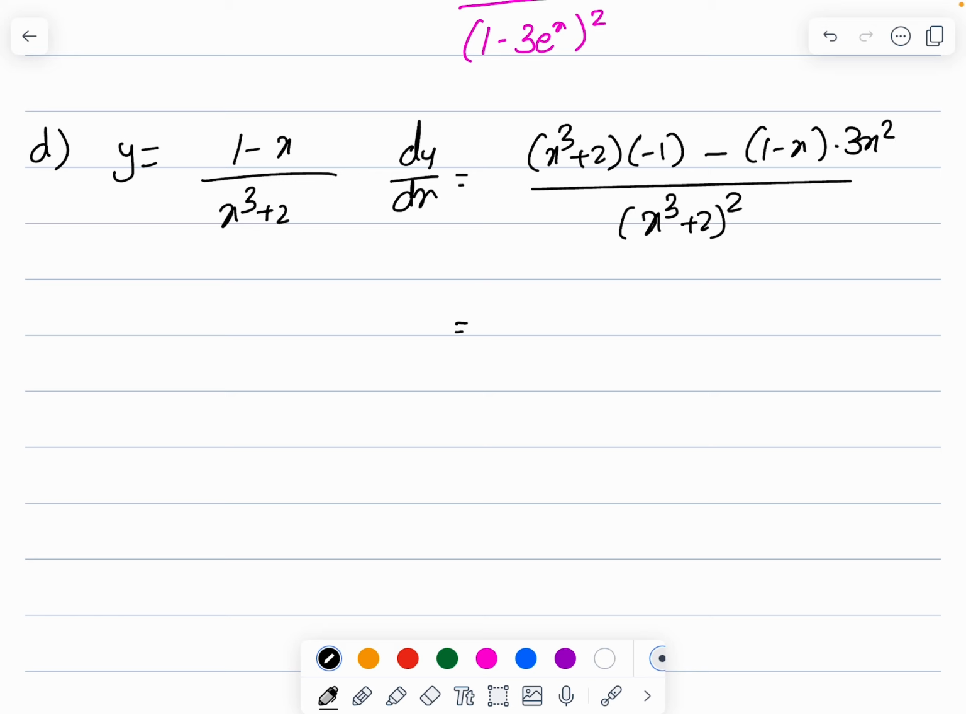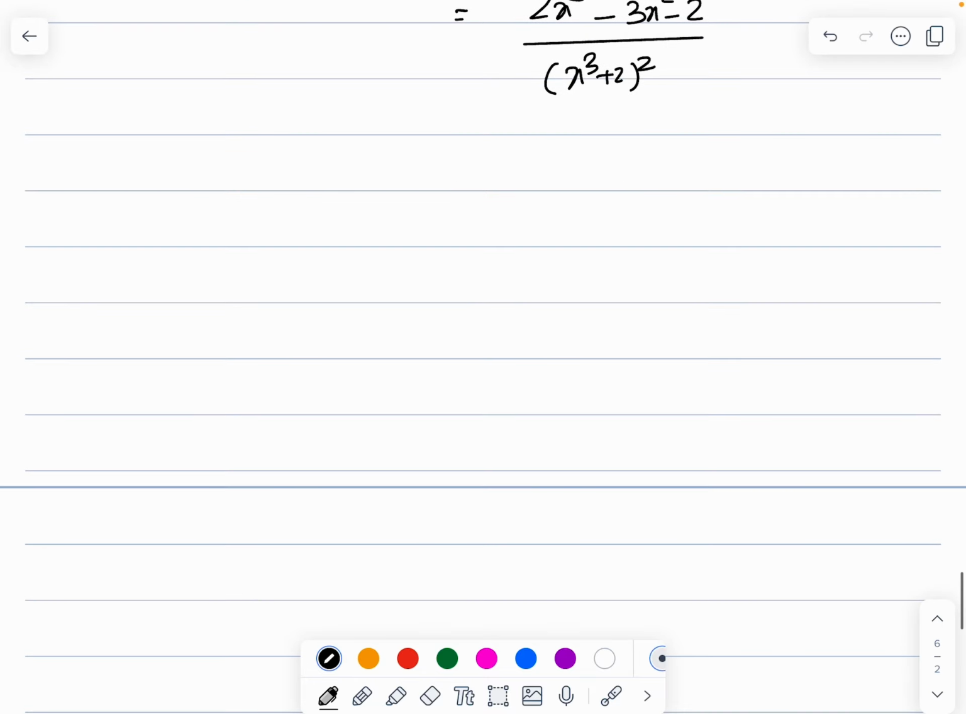If you simplify it further, I have already done it in part 2, so directly I am writing that answer this time. It should become 2x cubed minus 3x square minus 2 upon (x cubed plus 2) whole square. In the second question this has already been done, so once again I am doing it there.